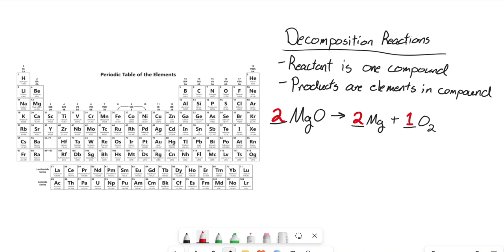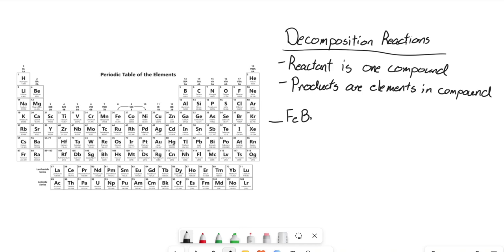So again, biggest thing here is that we pay attention to the elements that make the compound, and then the products are the individual elements, watching out for our diatomics. One more quick example. Let's say I was to take something like maybe iron 3 bromide, because the transition metals are not immune here.